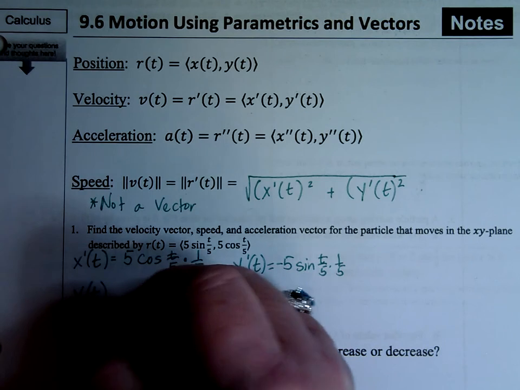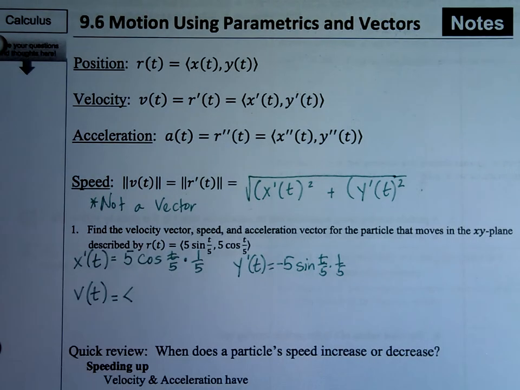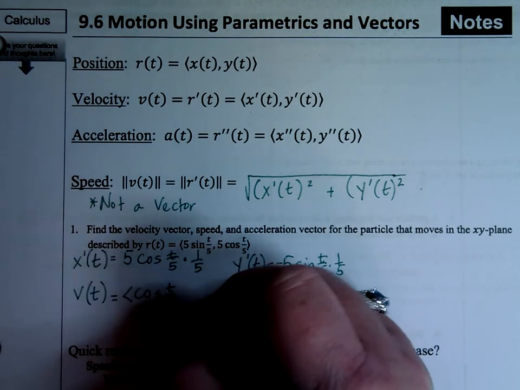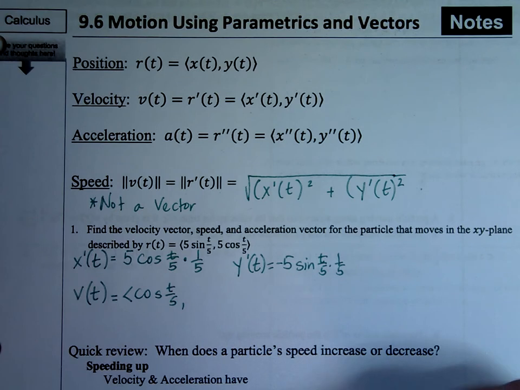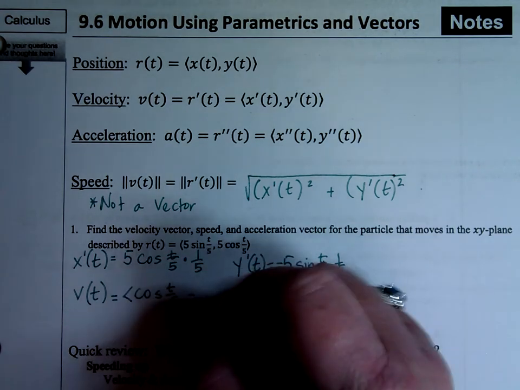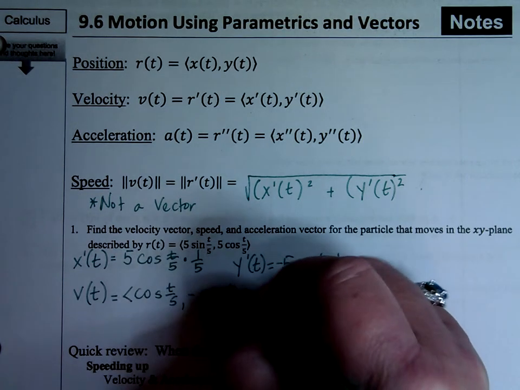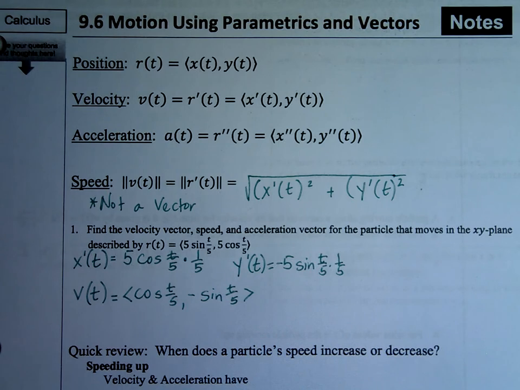And so let's put it together into its vector components. V of t equals 5 times 1/5, they cancel each other out, so I get cosine of t over 5 for the x piece. And for the y piece, again, the 5 and 1/5 cancel each other out, but I'm left with negative sine of t over 5. And so there's my velocity vector. We've got that down.